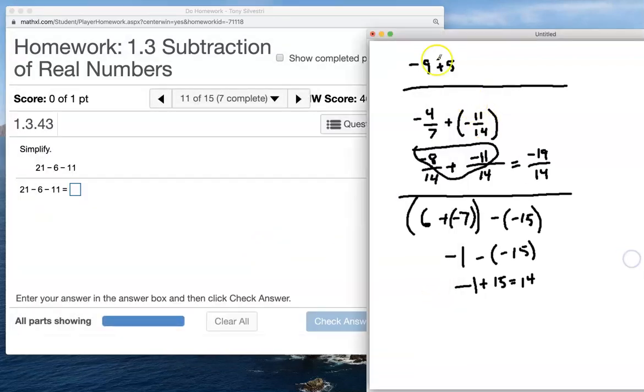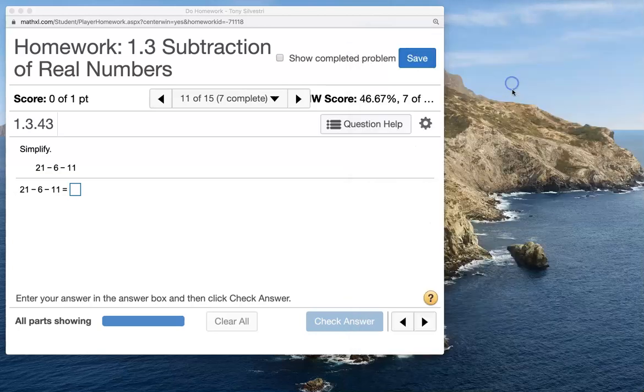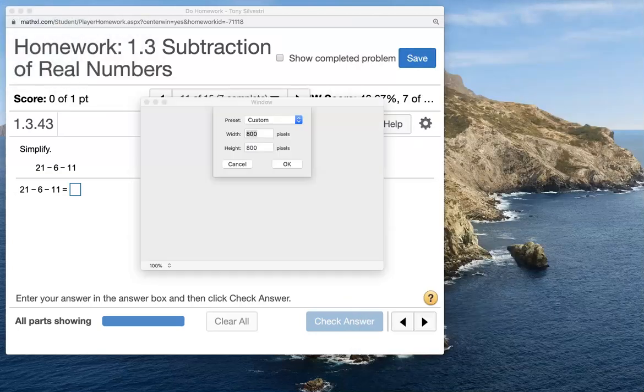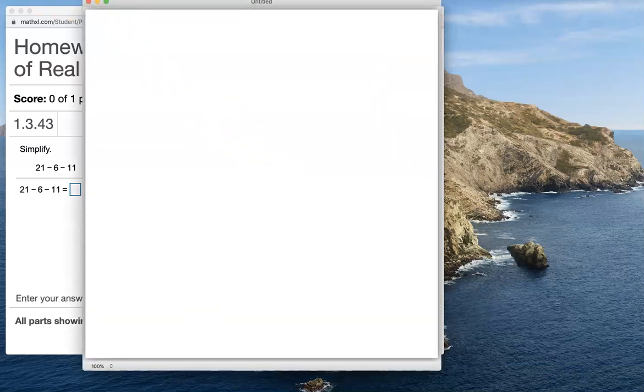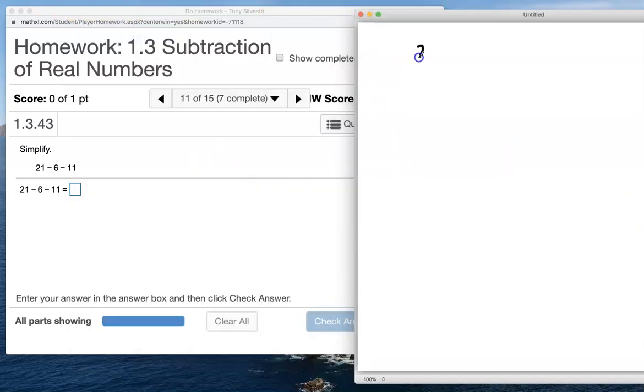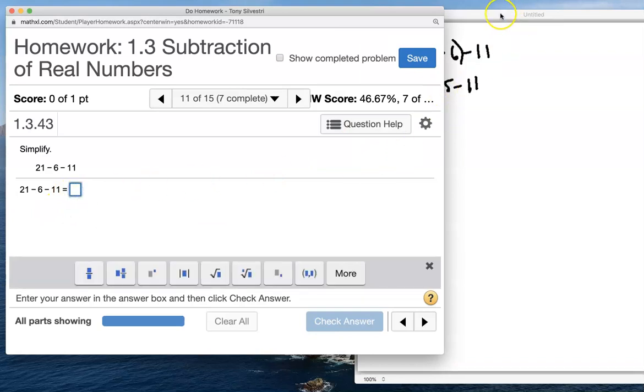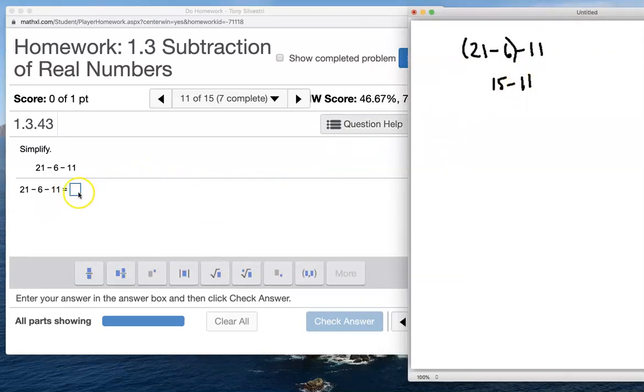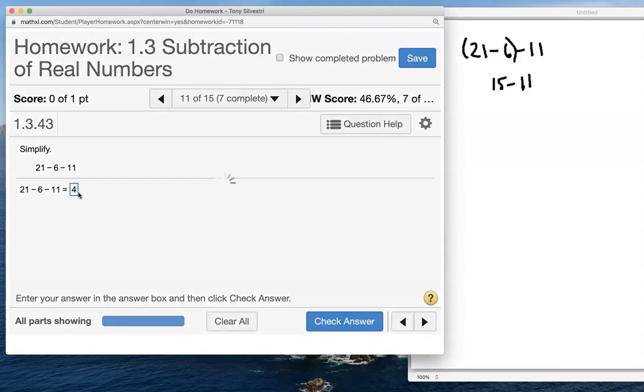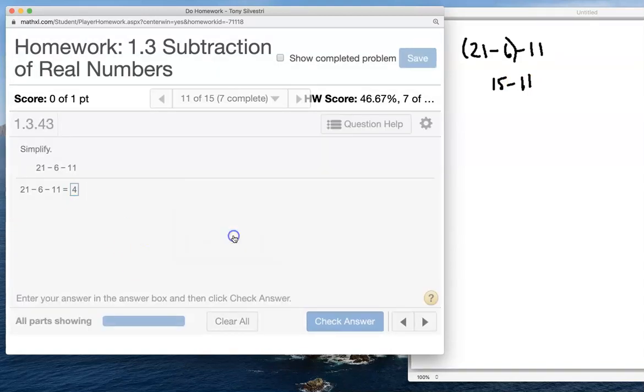Okay, so let's do a new sheet of paper here. New quick sheet of paper. I don't know if there's any word problems. I forgot. We'll find out. 21 minus 6 minus 11. Left to right. 21 minus 6 is 15. Minus 11. Bring that down. There's no magic here. All the numbers worked out nice. So I would say 15 minus 11 is 4. Hit enter. Well done.